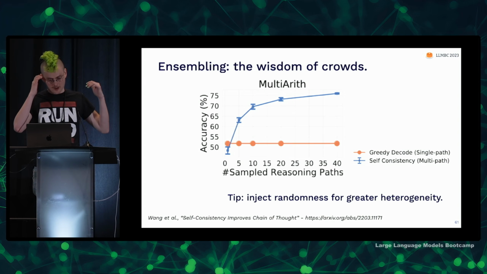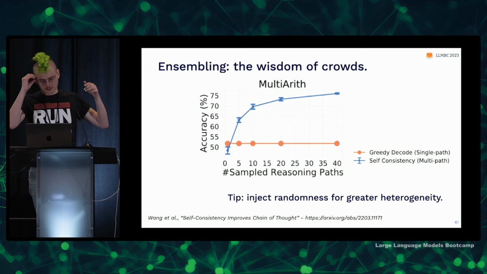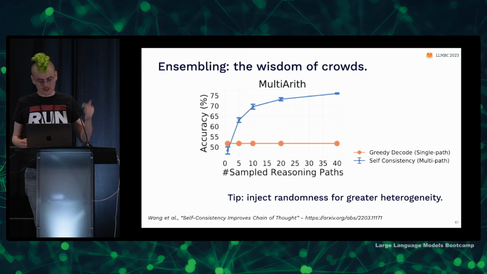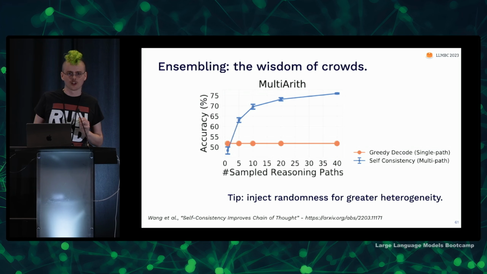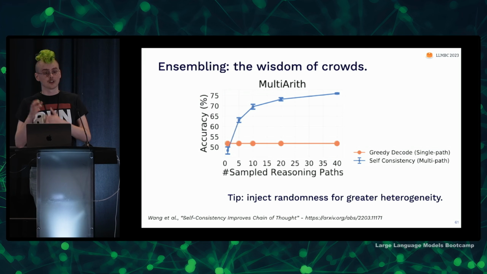One tip coming off the original self-consistency paper is to inject randomness for greater heterogeneity. Rephrase the prompt a little bit, even just with string operations like lowercase, uppercase, and that will slightly change the model's behavior. In general, it should keep the correct answer the same, but change the wrong answers a lot.